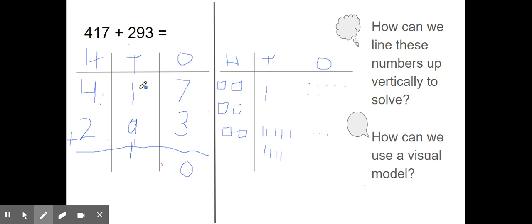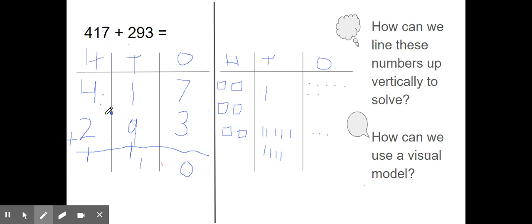Now let's go to my tens. 1 plus 9 is 10. 10 plus 1 is 11. I have 11 tens. 11 can't go in my tens place, so I need to move it to the hundreds place. I have 1 10 and 1 new 100. 1 and 1 make 11.